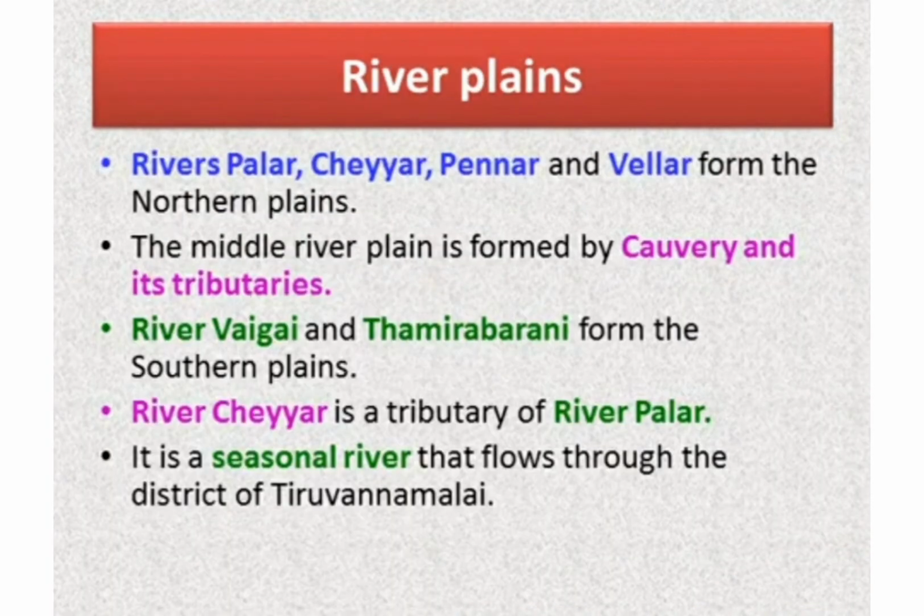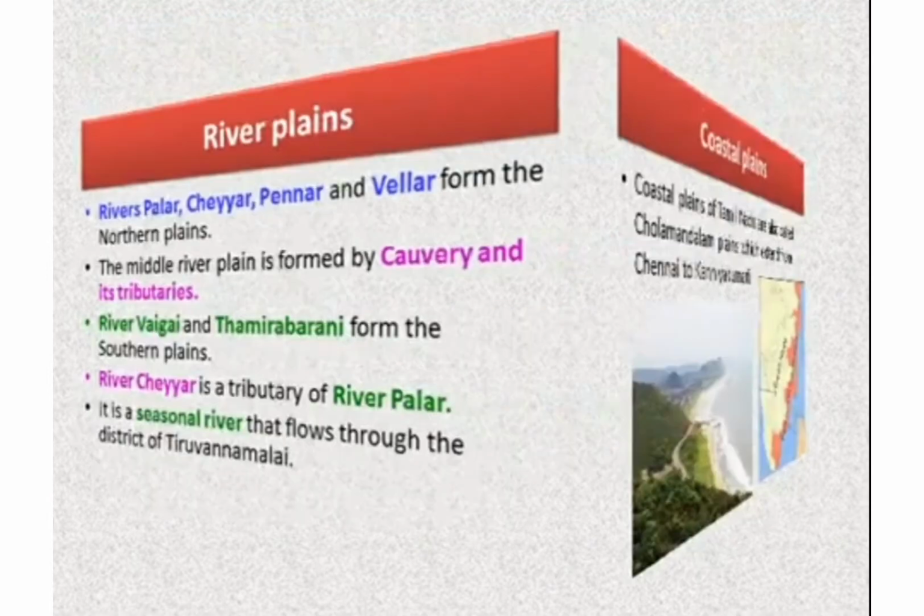Rivers Palar, Cheyar, Pennar and Velar form the northern plains. The middle river plain is formed by Kaveri and its tributaries. Rivers Vaigai and Tamirabarani form the southern plains. River Cheyar is a tributary of river Palar. It is a seasonal river that flows through the district of Tiruvannamalai.